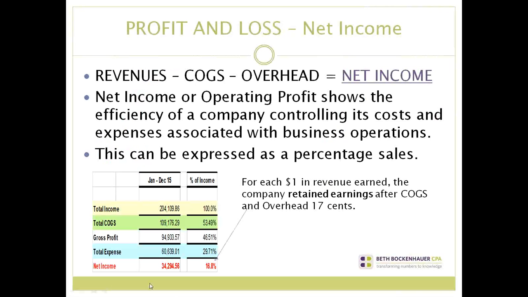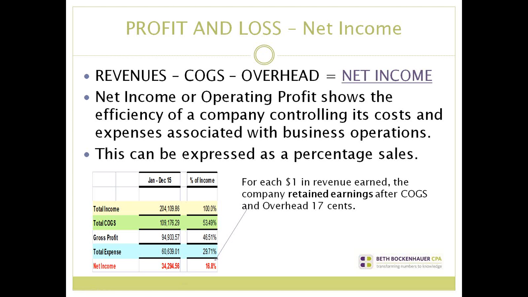And once again, our net income can be expressed as a percentage of sales. And for each dollar of revenue earned, excuse me, I want to backtrack here. So it can be expressed as a percentage of sales. And in this case, our net income is 16.8%. What this basically means is that for every dollar in revenue, I get to retain 17 cents. That may not seem like a lot, but in this case, that means that I get to retain or keep in profits $34,294.